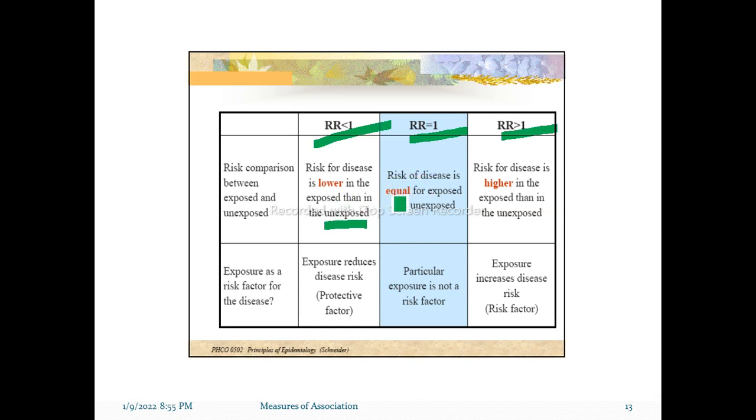So risk of disease is equal for exposed and unexposed. That means if risk is equal, there is no association. The other case is relative risk greater than 1: risk for disease is higher in exposed than in unexposed.